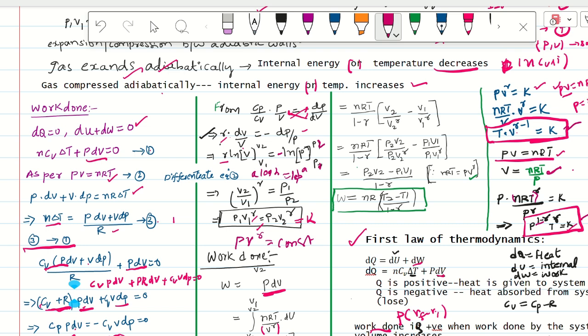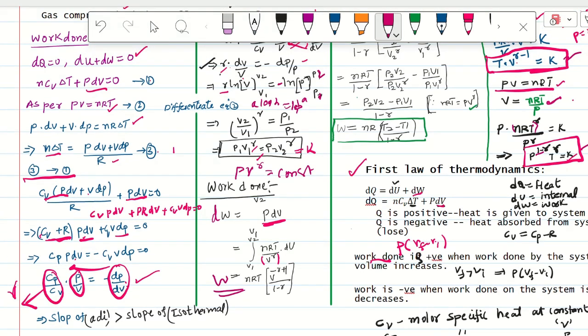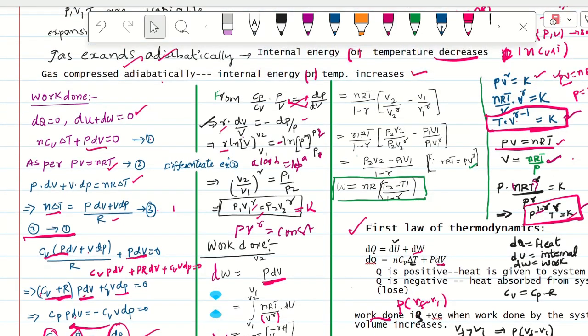Now finally coming to work done in the adiabatic process. As usual, dW = PdV. Integrate dW from 0 to W, between V1 and V2. At V1 work done equals 0, at V2 work done equals W. Therefore W equals nRT times V^(gamma-1) divided by (1 minus gamma). With V2 as the upper limit and V1 as the lower limit, I can write V2 by V2^gamma minus V1 by V1^gamma.